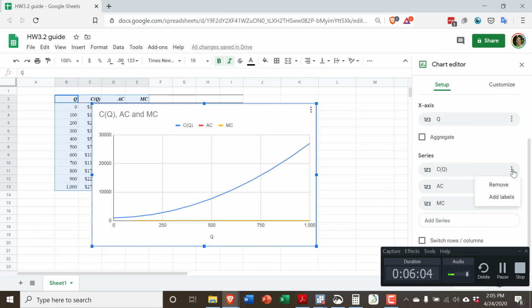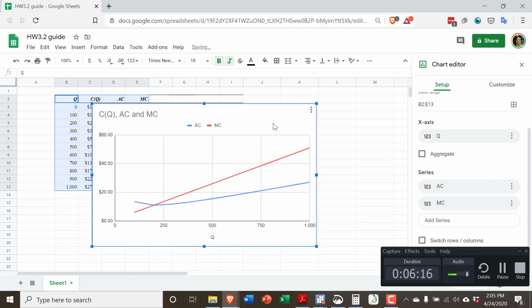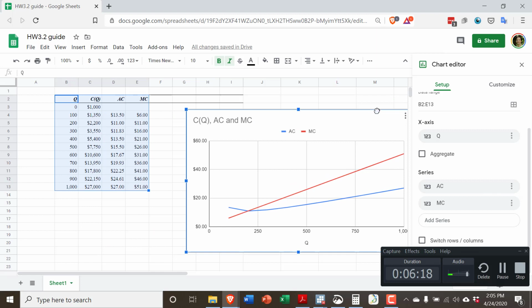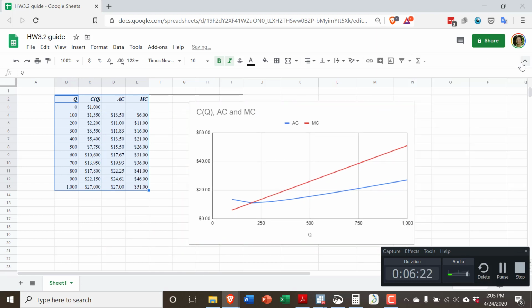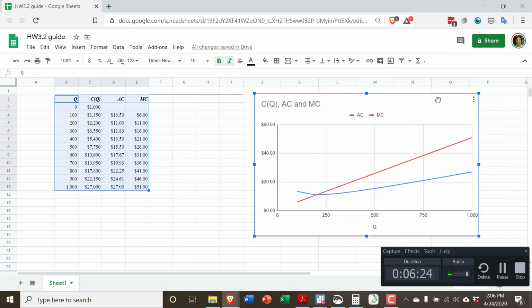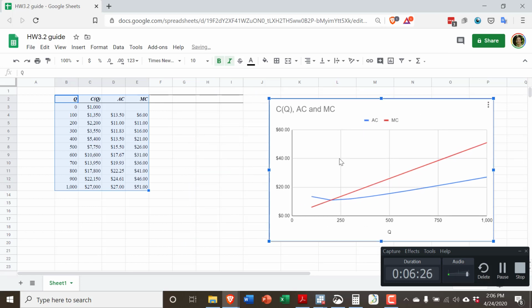All we need to do is take the big cost function and remove it, because as you can see, you can't see average cost and marginal cost right now. It's in a completely different scale. So remove the fixed cost, and then now you have average cost and marginal cost for Tony's Pizzeria. I'm going to put it over here so we can see it well.